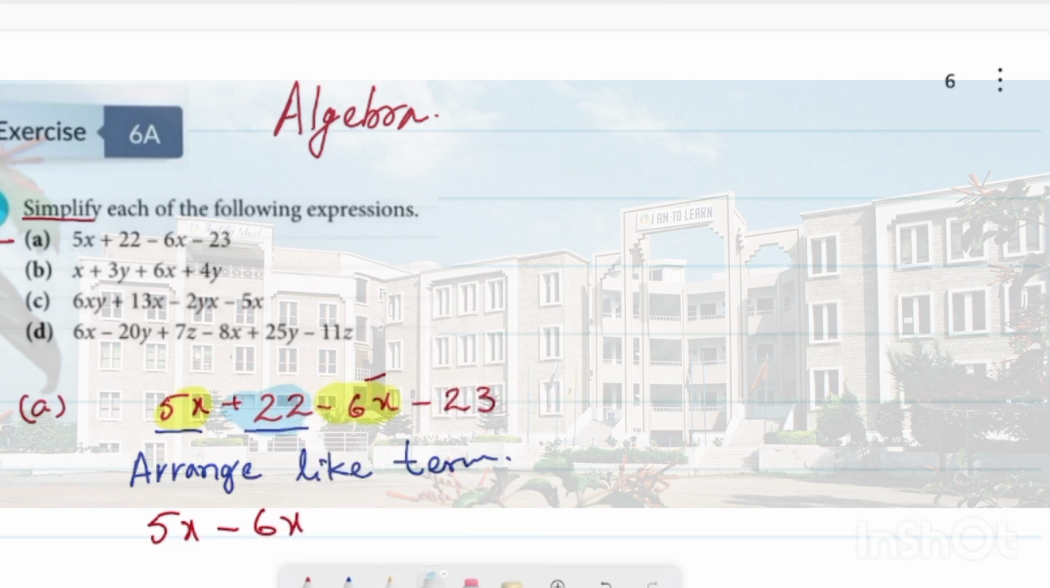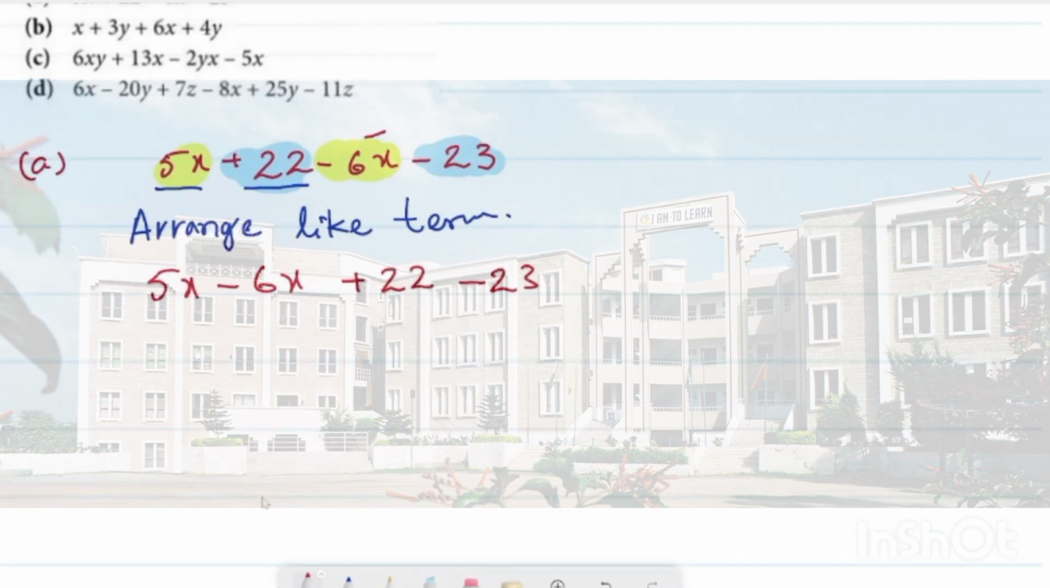Do we see another number? Yes, there is negative 23. So we arrange these numbers now, writing plus 22 and minus 23. After that, we look at the like terms 5x minus 6x. These have different signs, so we have to subtract. We subtract the smaller from the bigger. So 6x minus 5x is 1x, but we keep the bigger number's sign, so negative 1x.